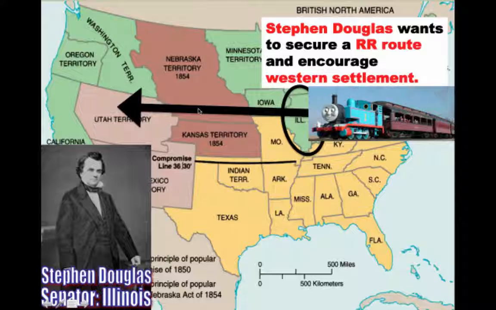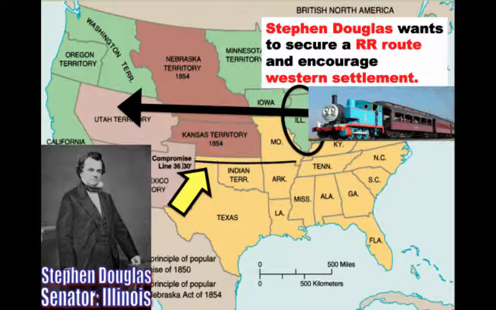Now, the problem for Stephen Douglas is Southerners have no reason to support this plan, because if you recall, in 1820, they decided that north of that line, 36°30' in the Missouri Compromise, slavery would not be allowed. And so Southerners have no reason to support Douglas's plan.